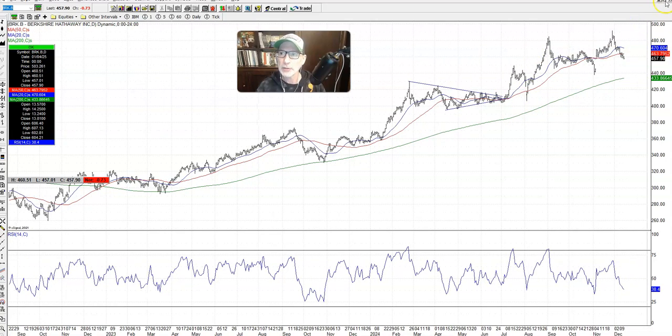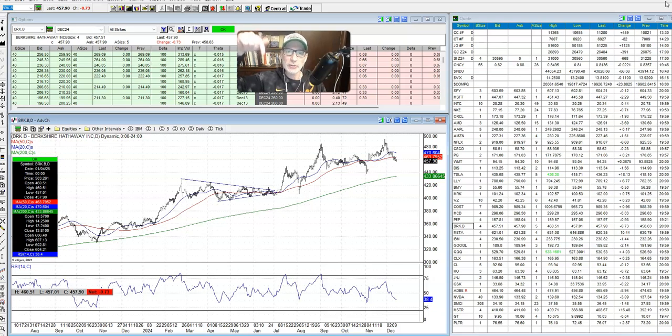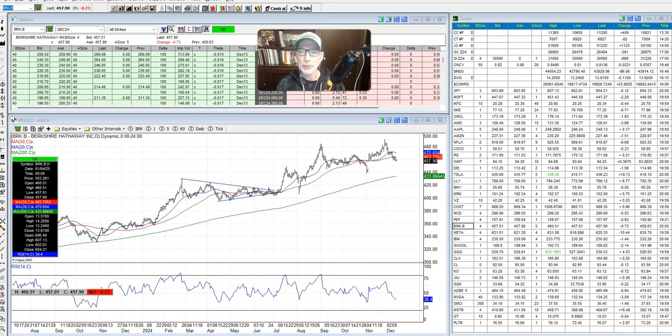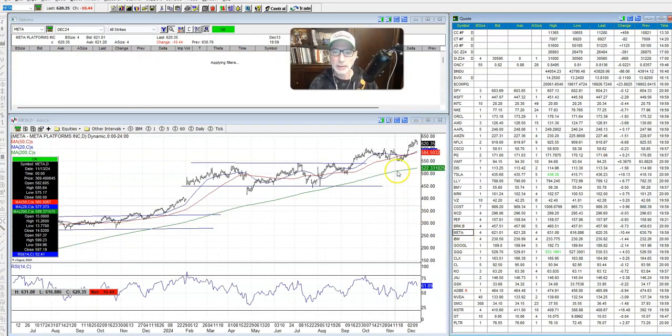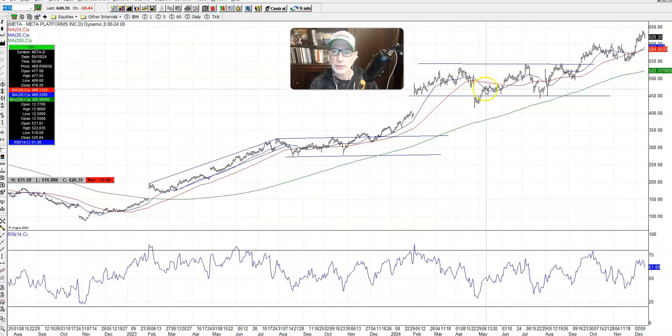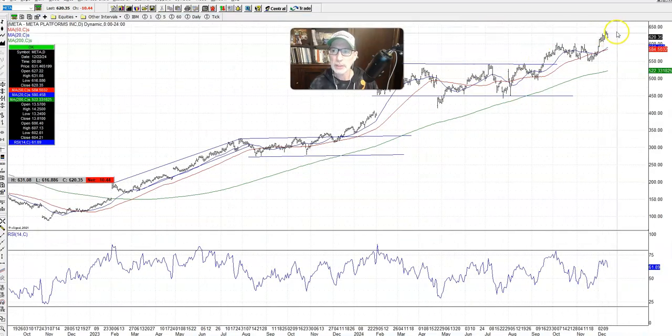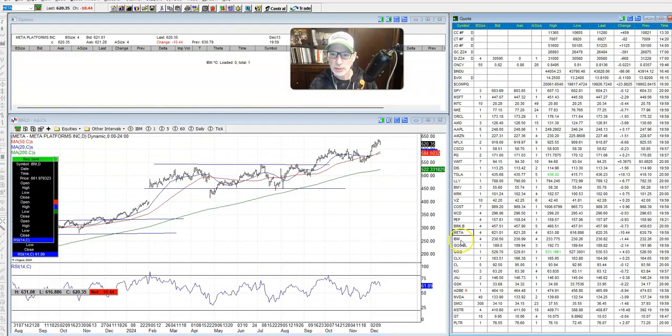So use these patterns. Once again, in the description below, books, easy books, websites to help you start looking and learning about how these patterns work. Facebook, Meta, strong, it's going up, was in this channel for a while, finally got to the upside. And maybe wait for a pullback to the 20-day, 50-day moving average right here in the high 500s before possibly getting in bullish again. Just use the charts.